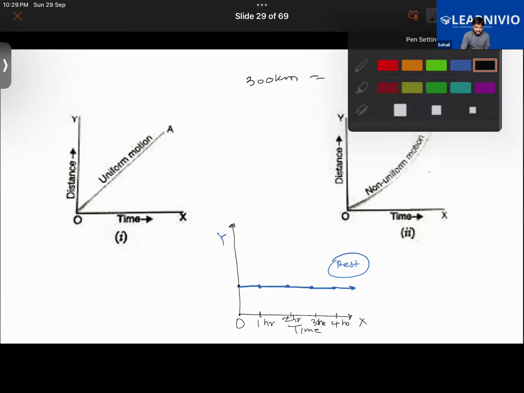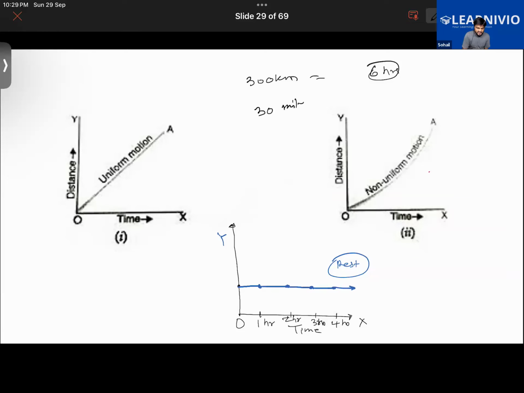Okay. Let me change the unit now. Let's say that the vehicle has covered 30 miles in 6 hours. Then? Sir, 1 mile is 2.5 kilometer, right? No. 1 mile is equal to 1.6 kilometer. The answer you guys have to give in kilometer per hour. Now convert miles into kilometer and then give me the answer.